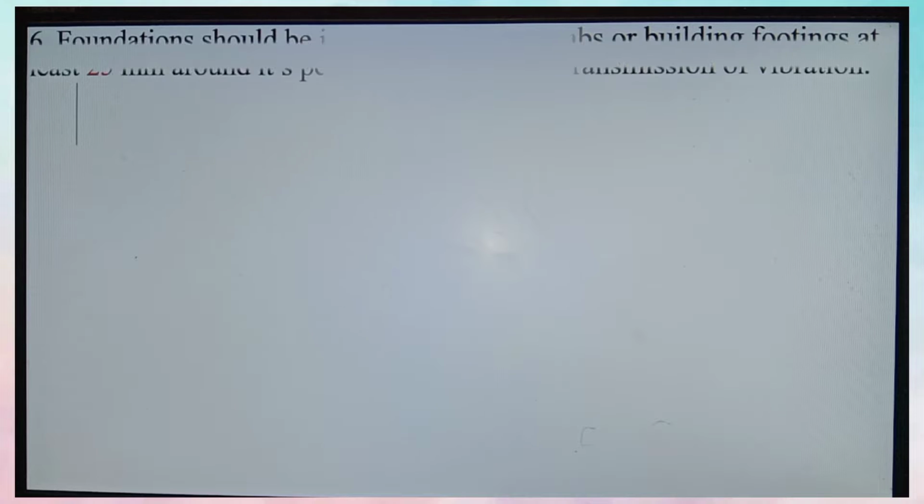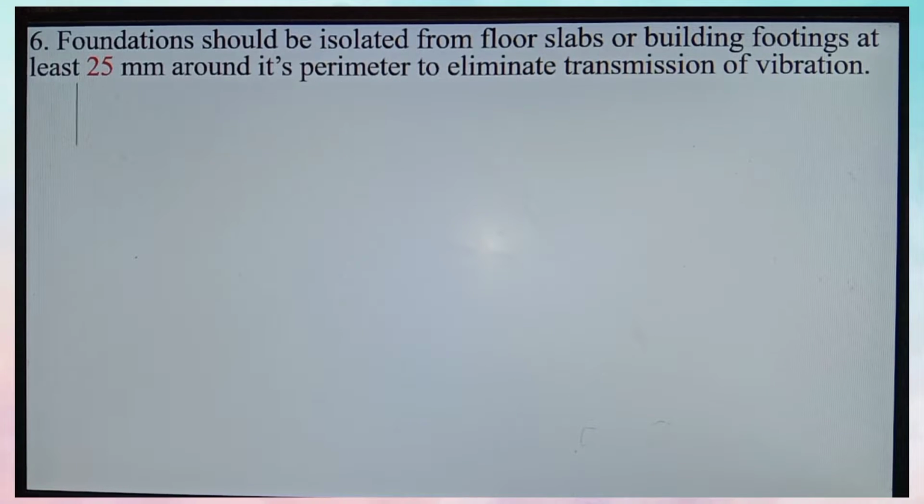Next is, foundations should also be isolated from floor slabs or building footings. Why do we need to isolate foundations from the building foundations, building footings, or building slabs? Because we need to eliminate the transmission of vibrations to the building that will cause cracks in the building, cracks in the columns, and cracks in the slabs because of the transmitted vibration.